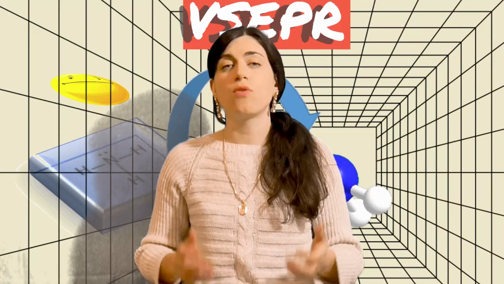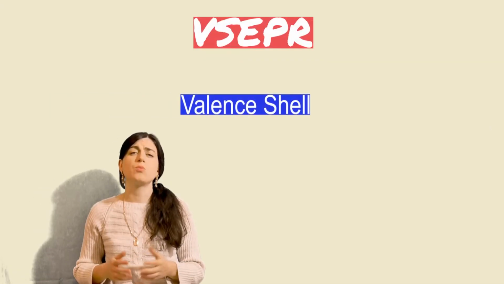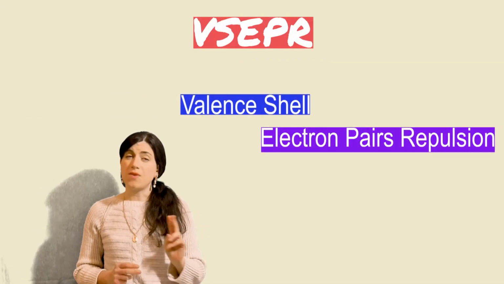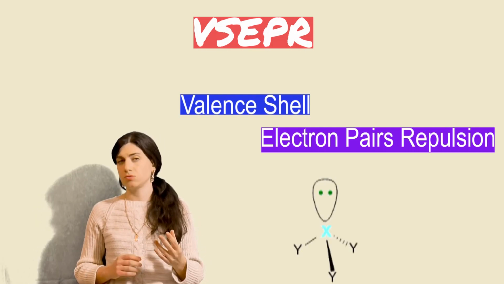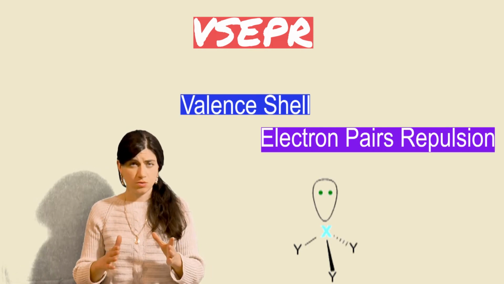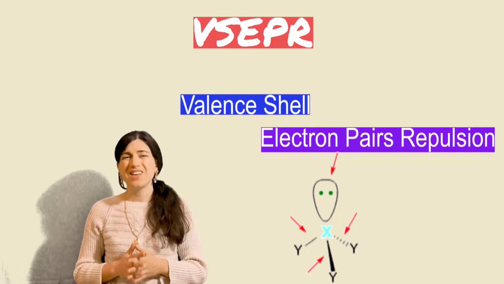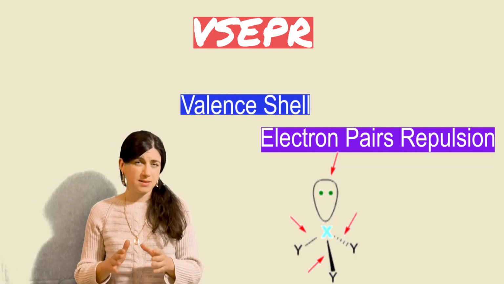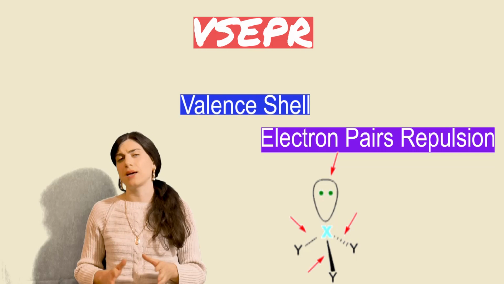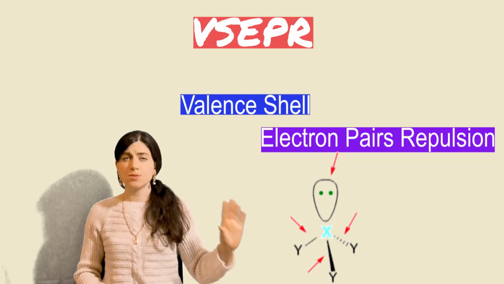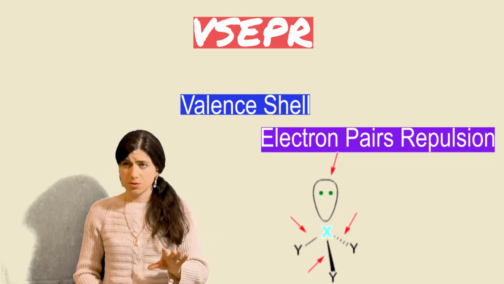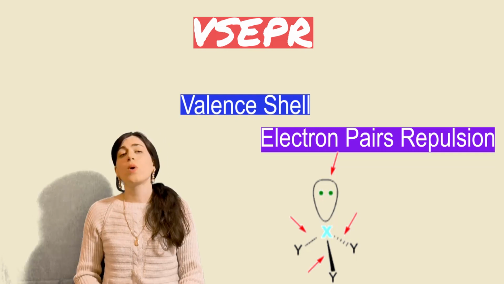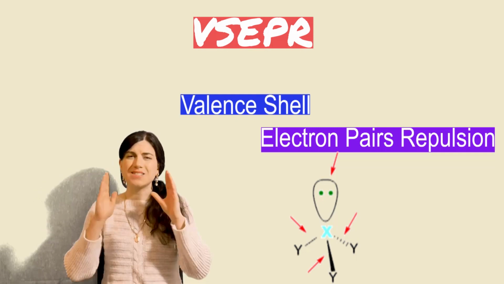VSEPR is an acronym which stands for Valence Shell Electron Pair Repulsion. The first two words, valence shell, are there because this model takes into account only the valence electrons of the central atom, even if central atom is not implied in the acronym. So it's not like the Lewis model, because in the Lewis model we were considering the valence electrons of all the atoms we had in the molecule. Now we have to focus only on the central atom.